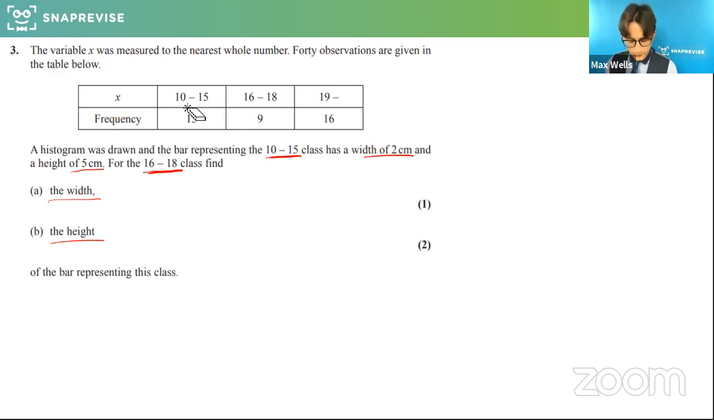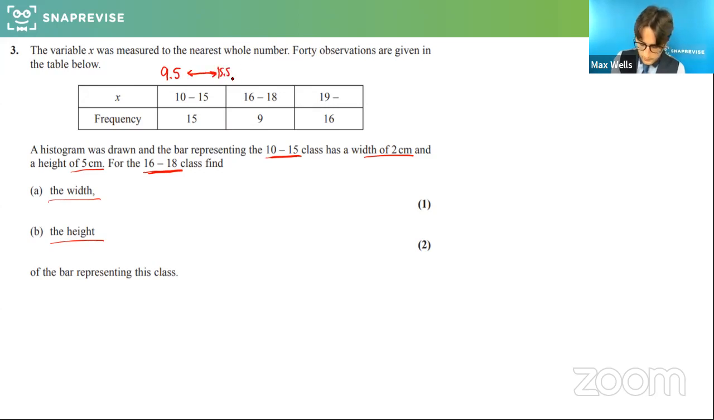Absolutely, yeah, I'll clarify that point. This is continuous data. X is a continuous variable, and we know that because we're talking about a histogram. So it hasn't got to just be discrete values, 10, 11, 12. We're assuming it can be any value in a continuous interval. So this really goes from 9.5 up to 15.5.